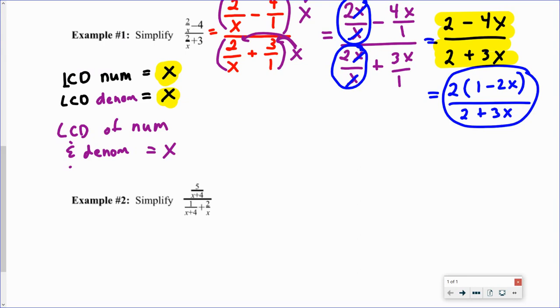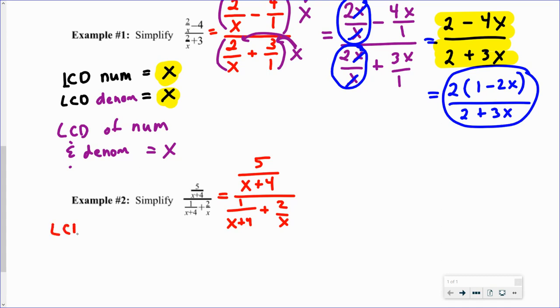All right, so we're asked to simplify 5 over x plus 4 over 1 over x plus 4 plus 2 over x. So again, I'm going to write this just a little bit larger so it's a little bit easier for us to see. All right, so I'm going to go through the same process that I went through when we simplified example number 1. So let's look at the denominator.